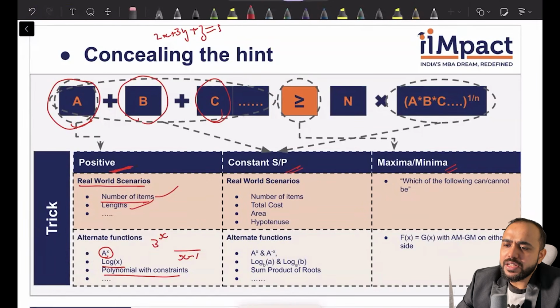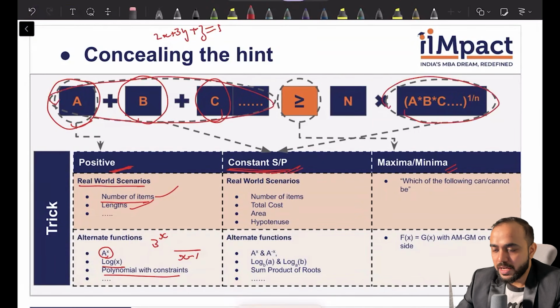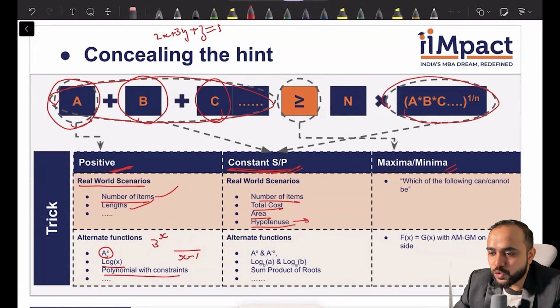The second situation that they can try to hide is the constant sum and product situation, that the sums are constant or the products are constant. Again, this can be done by number of items, total cost, area, hypotenuse. If I take an example, hypotenuse, if I give you as 20, have I given you a square plus b square to be a fixed number? So I gave you a harmless information. Hypotenuse is equal to 20.